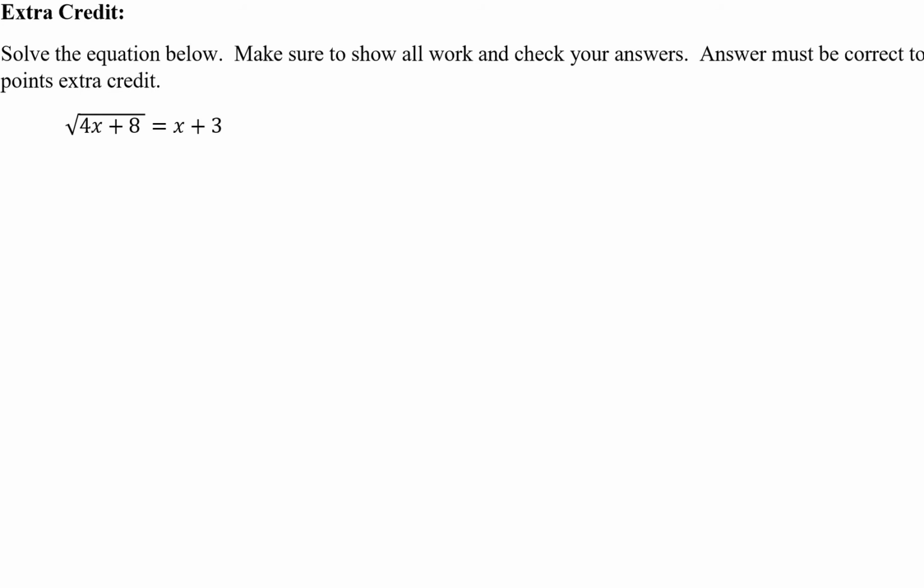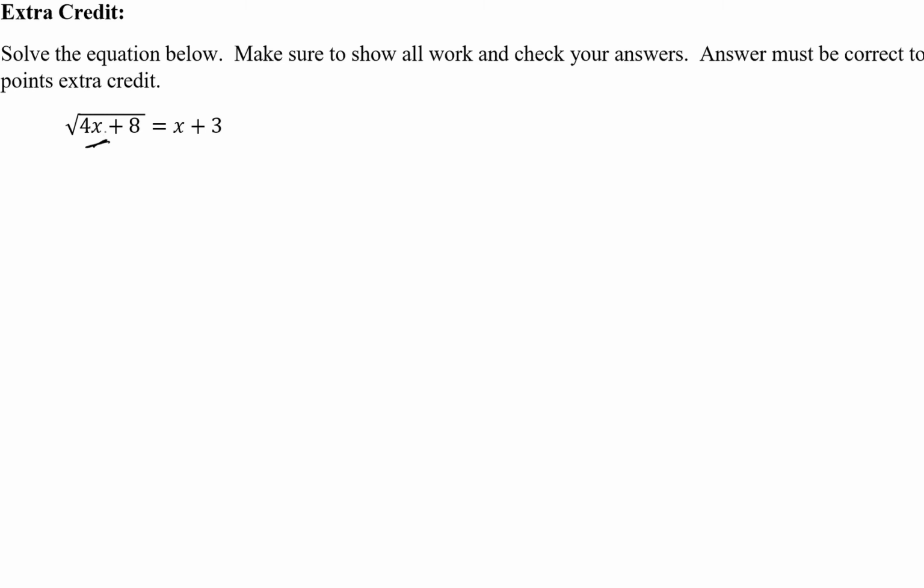Alright, this problem is an extra credit problem, and I gave you guys a worksheet on this. So we want to solve this equation, and it's a square root equation. Because x is under the grouping symbol, I can't just add or subtract it. I've got to get rid of that grouping symbol. I have to do the opposite.